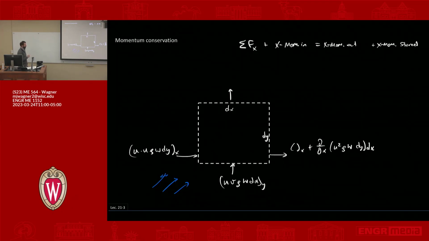It's kind of hard to think about. On the other side, you have the same thing, but plus the differential. So that's going to be the derivative with respect to y of u v rho w dx, times dy.